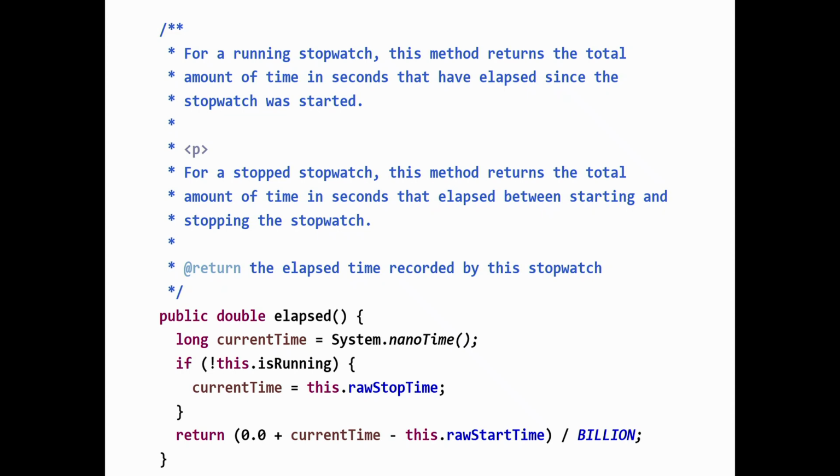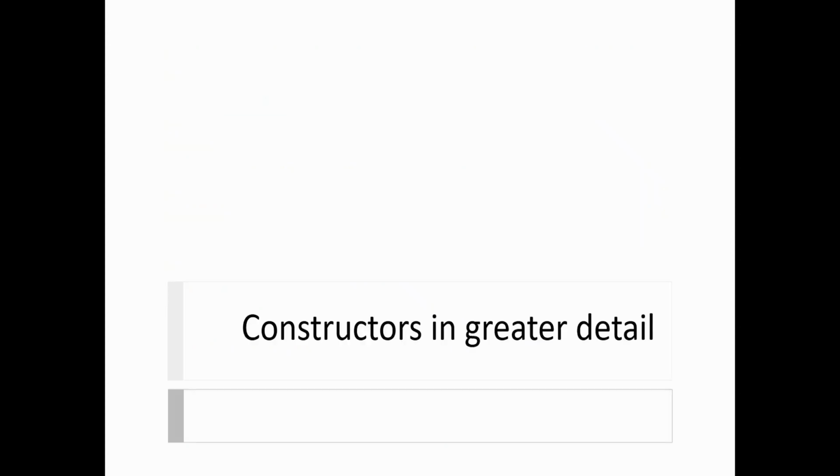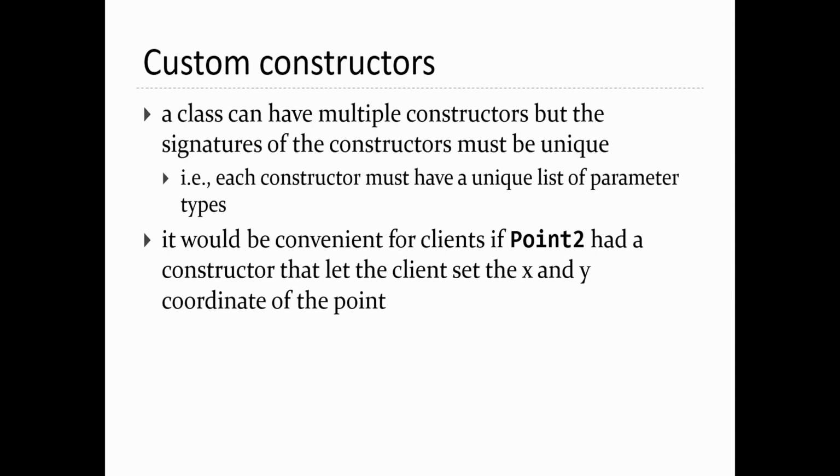All right. More constructors. So far, we've only got one constructor, the no argument constructor. You can have as many constructors as you like in your class. The signatures of the constructors must be unique. Now remember what the signature of a method is. It's the name of the method followed by the types of the parameters.